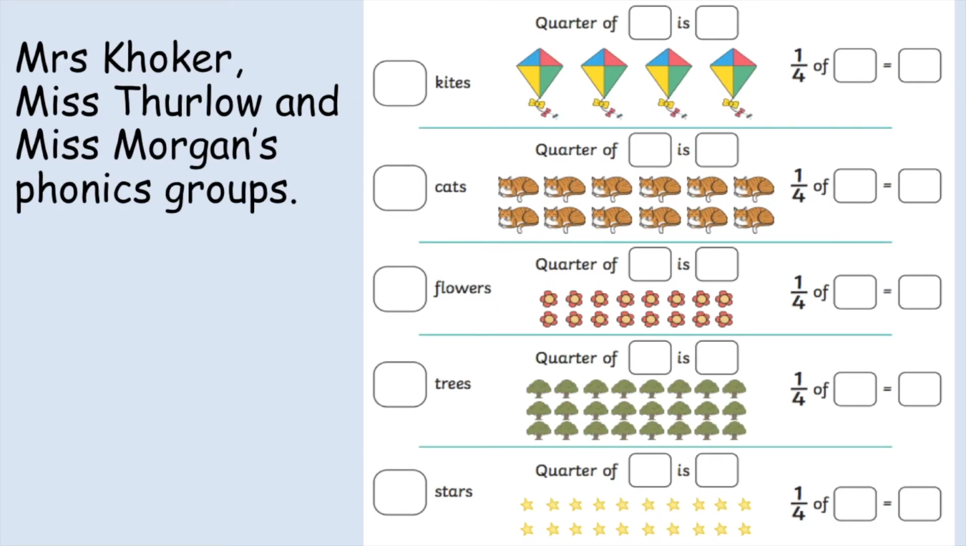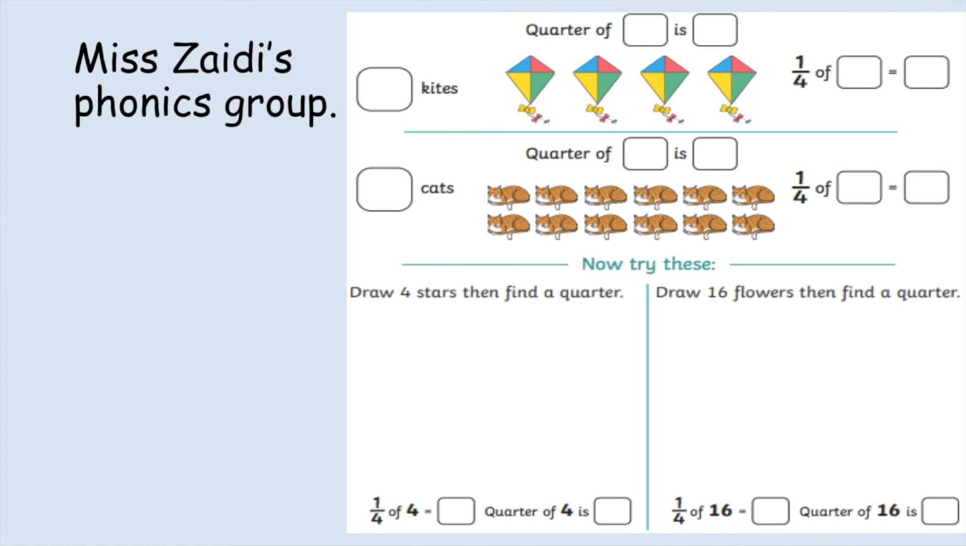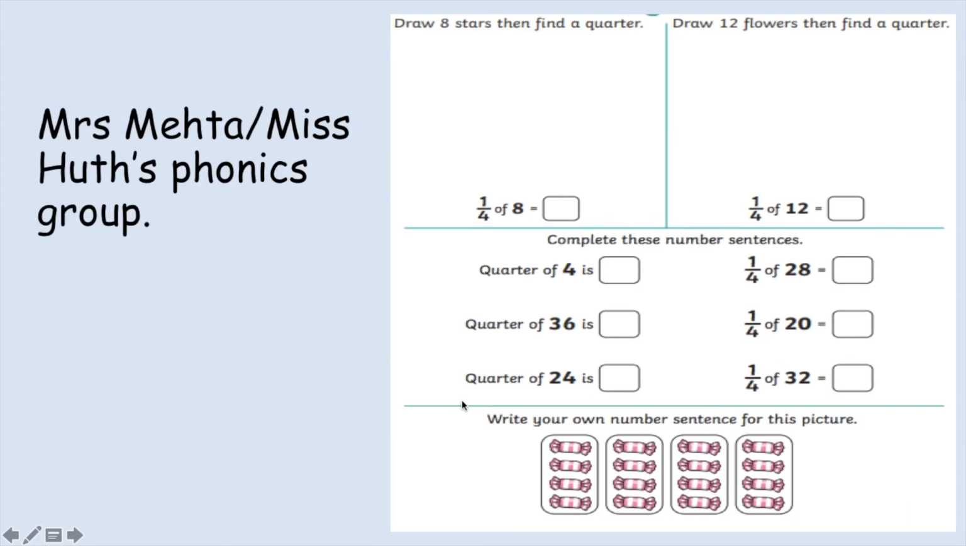Now, if you are in Mrs. Coker, Miss Thurlow or Miss Morgan's group, my group, then this is your activity. So you've got lots of groups of images, and what you have to do is find what a quarter of those amounts are. If you are in Miss Zadie's group, you have to do a similar thing, but you have to have a go at drawing your images in these two questions. And if you are in Mrs. Meta or Miss Huth's phonics group, here is your activity. So you've got a mixture. Now, these questions are all on the Grange website so that you don't have to draw it all out. If you want to, you can print it off.